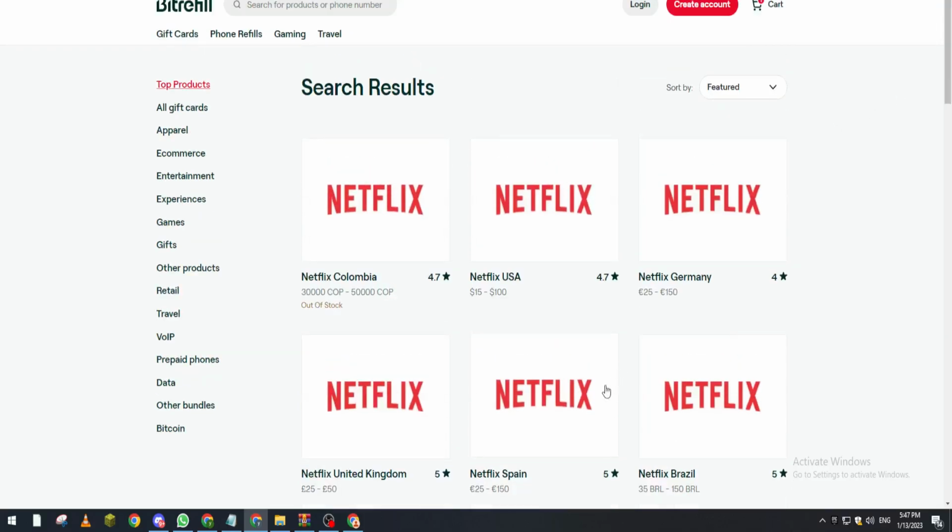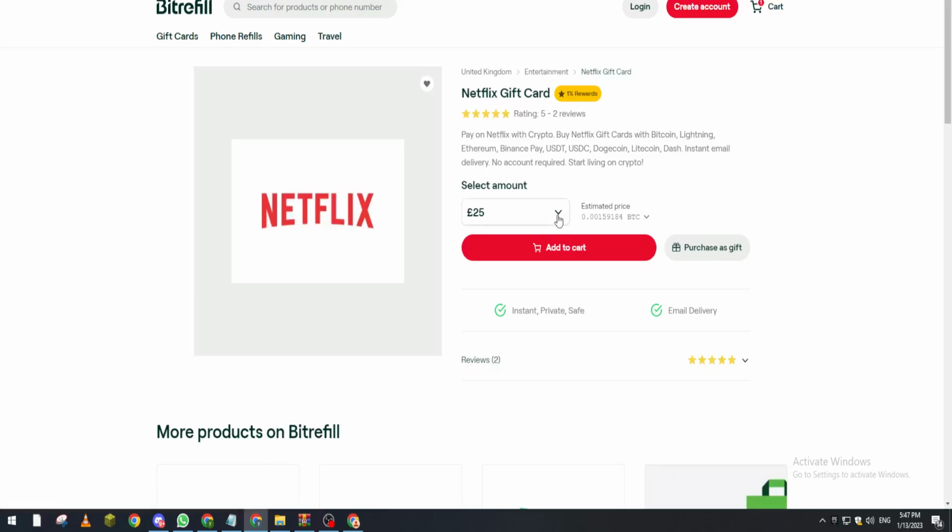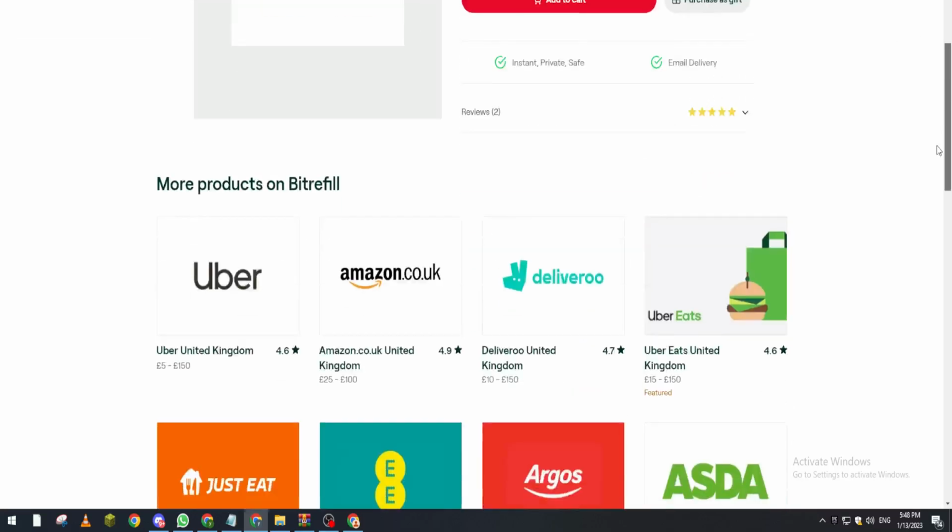So here, for example, let's choose Netflix United Kingdom. So here you choose the amount. So for example, you want the 50 bucks subscription. Here they will tell you how it will work. So pay on Netflix with crypto, buy Netflix gift card with Bitcoin, Lightning, Ethereum, Binance Pay, USDT, USDC, Dogecoin, Litecoin, etc. And no account required, start living on crypto.